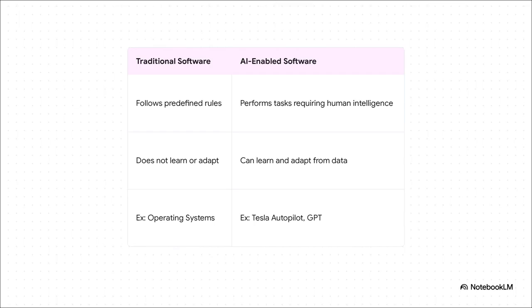Traditional software, like your computer's operating system, just follows a fixed set of rules. That's it. But AI-enabled software, like a modern weather forecasting system or a large language model, does stuff that normally takes human intelligence because it can actually learn and adapt based on new data.